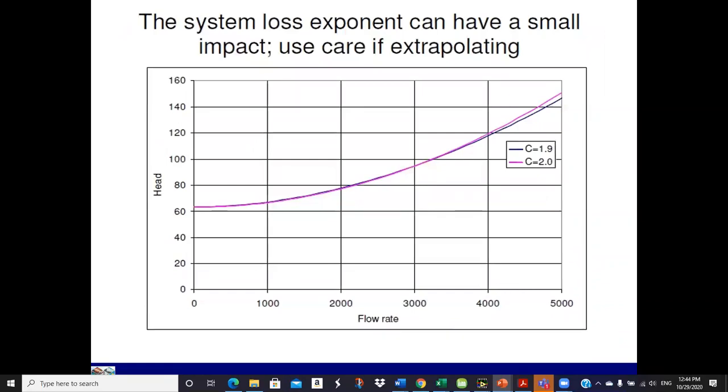This shows what happens if you select an exponent of 2 instead of 1.9. So you see, when you get out to higher flows, that's going to affect the frictional head. And so you see at 5,000 GPM on this particular plot, you're starting to have some divergence between the curves. At the lower flow rates, there's essentially no difference. So it's not a huge difference one way or the other.